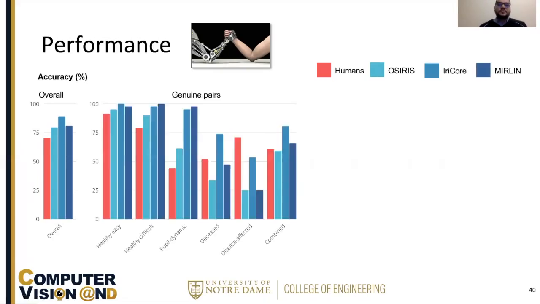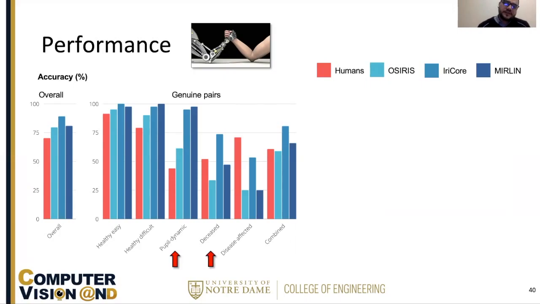But if we break it down in terms of genuine and imposter pairs, and focus on genuine pairs, you will see that for some of the categories of irises, people had a hard time, especially for pupil dynamics. For the irises that had differences in pupil size, the same iris but different pupil size, people had an accuracy of only 47%, which is below 50%. So if you flipped a coin, you would probably get better results than relying on people's opinions in these cases.